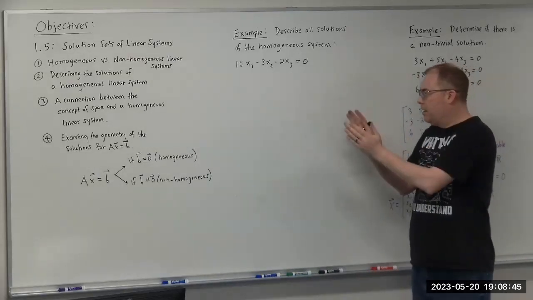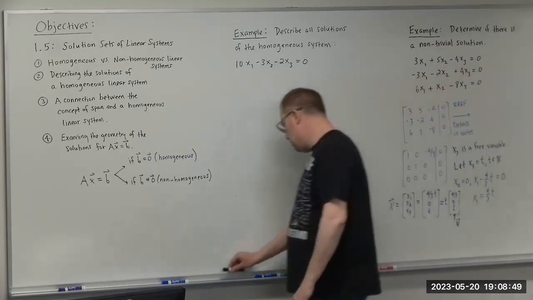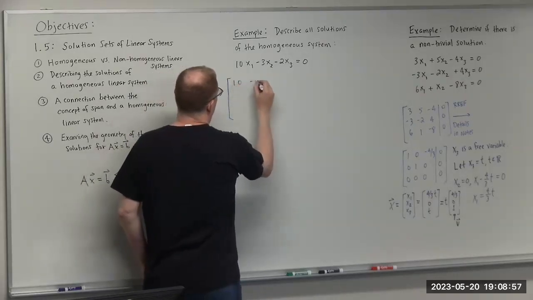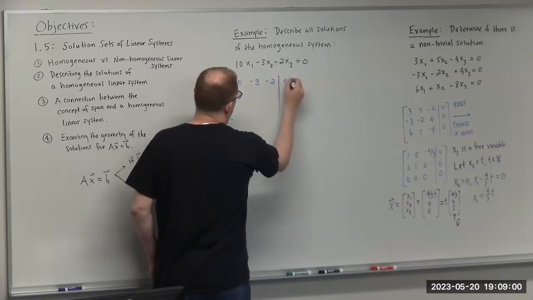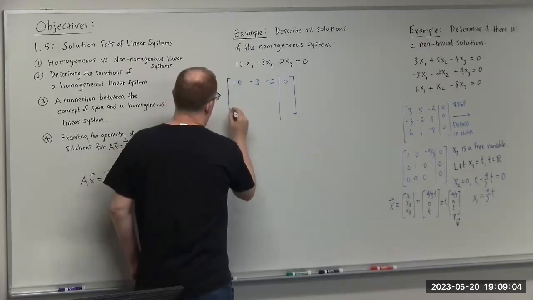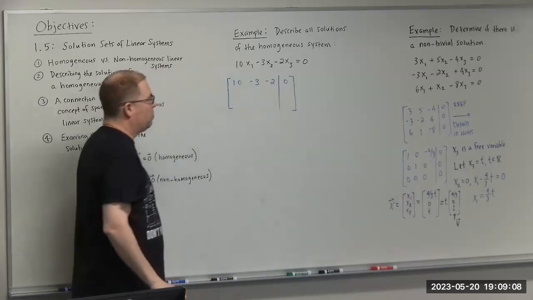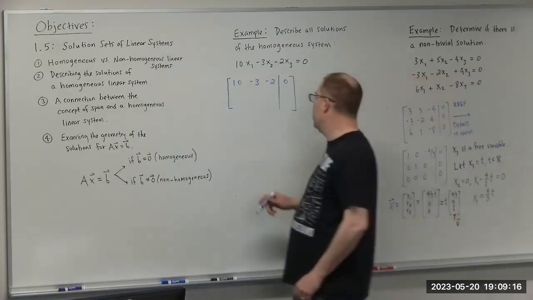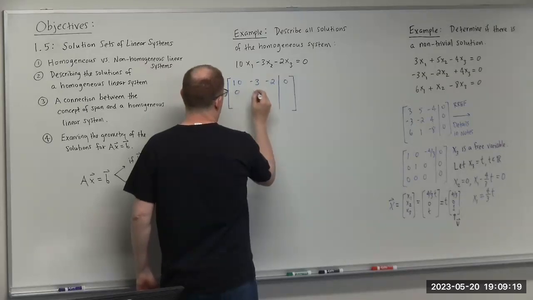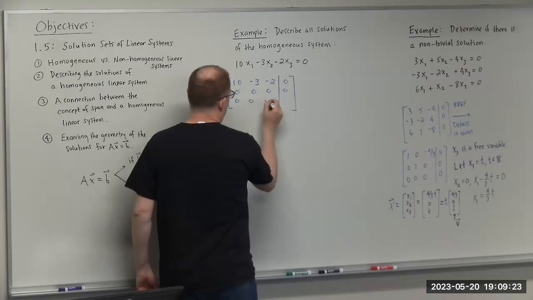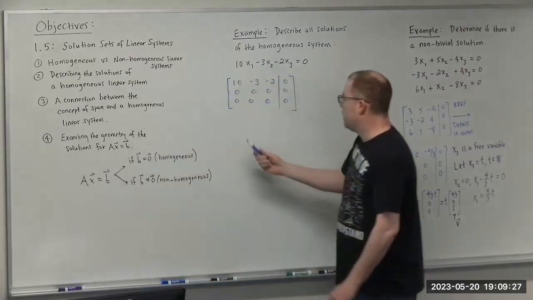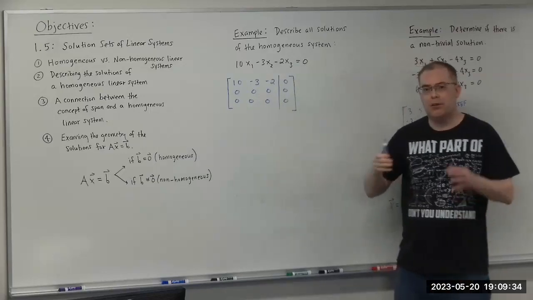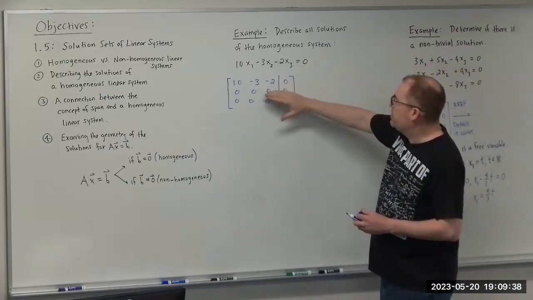basically write this as a matrix. So let's do that. We have 10, minus 3, negative 2, and there's our 0. Since we have 3 variables here, obviously our matrix should be a 3 by 3. So we're going to have 0, 0, 0, 0, 0, 0, 0, and finally 0. We have a column for x1, a column for x2, and a column for x3. If you have 4 variables, then you're going to have a 4 by 4 system. So there's the matrix system that represents this.